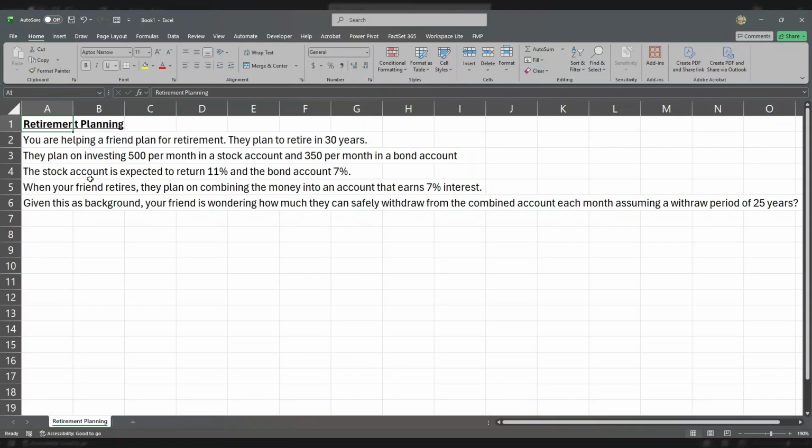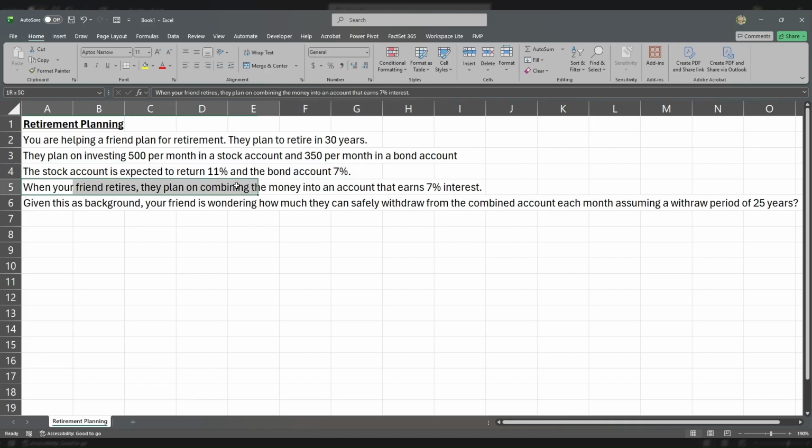All right, here we have another time value of money problem where we're going to help a friend with planning for their retirement. They plan to retire in 30 years from today, and to help them achieve their retirement goals, they plan on investing 500 per month in a stock account and an additional 350 per month in a bond account. The expected return is 11% for stocks and 7% for bonds.